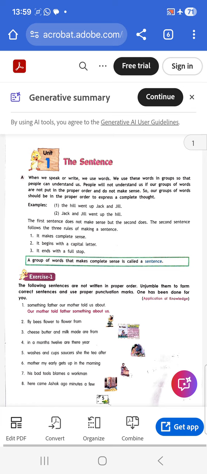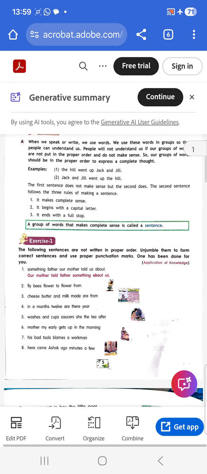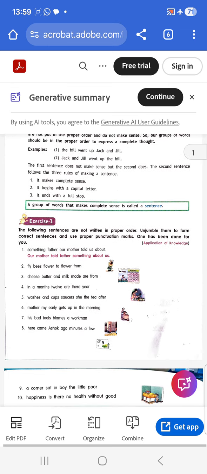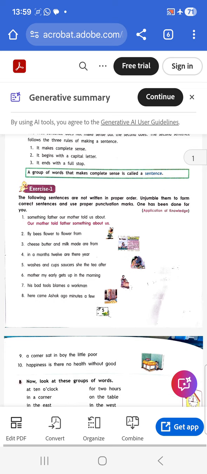And when we write any sentence, the first letter should be capital, a full stop at the end, and it should give complete sense. What is the rule for the sentence? It should give complete sense, it should begin with a capital letter, and it should end with a full stop. So look at exercise 1 which we have already done. Go through this exercise which is given on page number 5. If you are having any doubt, you may ask.